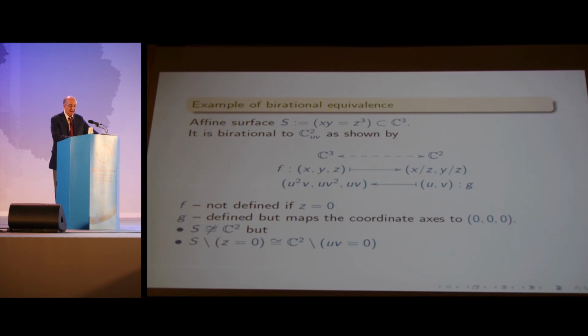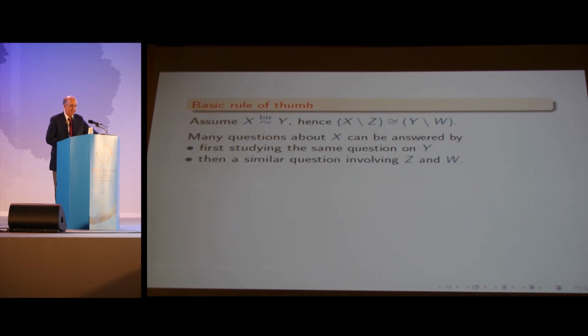And now since I map to C2, not CP1, this f is in fact not defined when z equals 0. Now this g is everywhere defined, but the two coordinate axes are mapped to just one point. So you see that it's definitely not an isomorphism, but it turns out that if you leave out the z equals 0 from S and the two coordinate axes from C2, then you get an isomorphism. Okay? So this is the typical example of what happens.